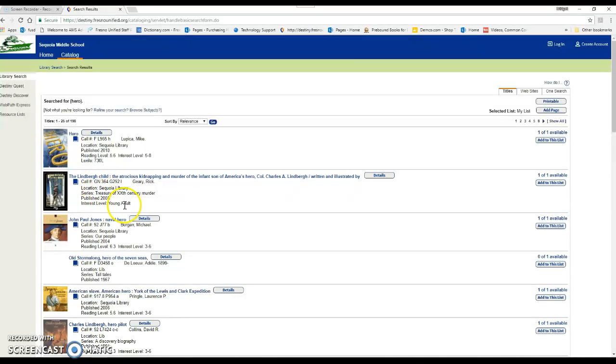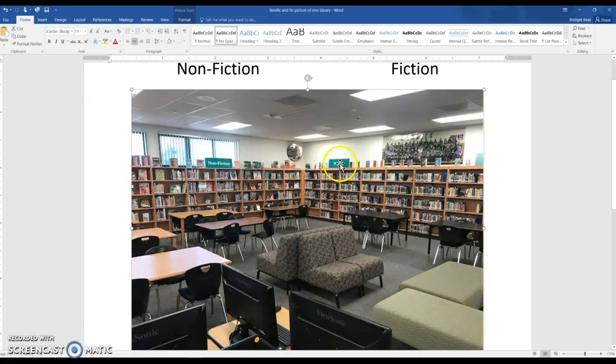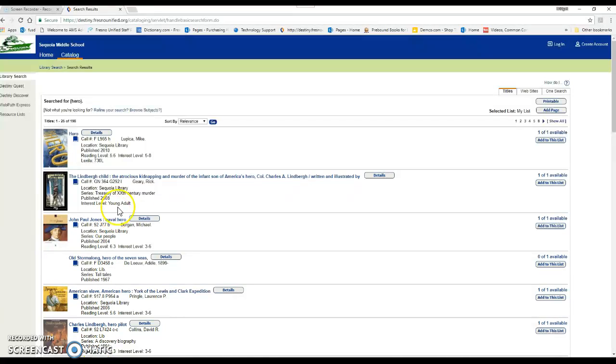So the graphic novels are over here. So if you're in the fiction section over here, it's way over like towards the other end. So that's where your graphic novels will be. And that one happens to be in 1 of 1. John Paul Jones, Naval Hero.